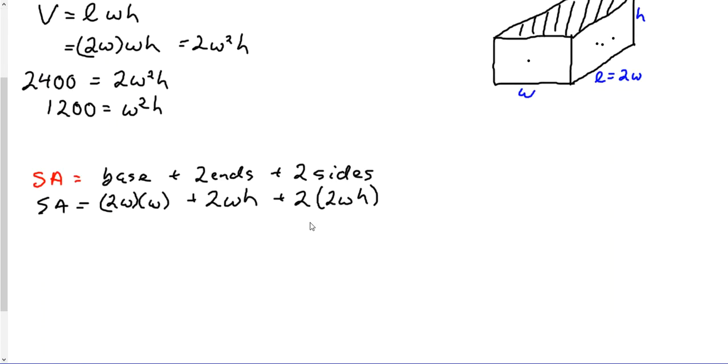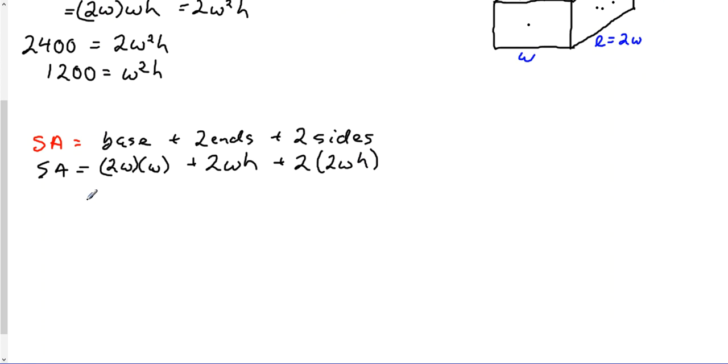Okay, so now let's simplify this a little bit here. We get 2w squared, 2wh, and then 4wh.